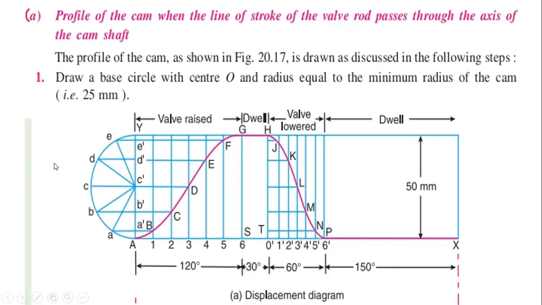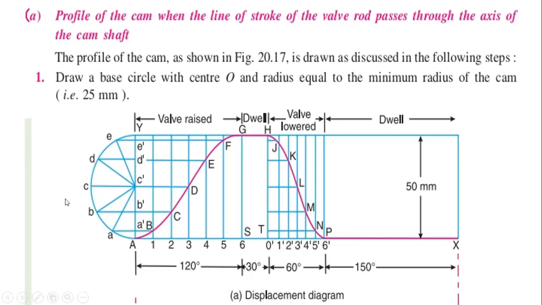Then extend the lines from the points of the divided semicircle. From the points where we divided the semicircle, draw horizontal lines to intersect the dividing lines of the outstroke.